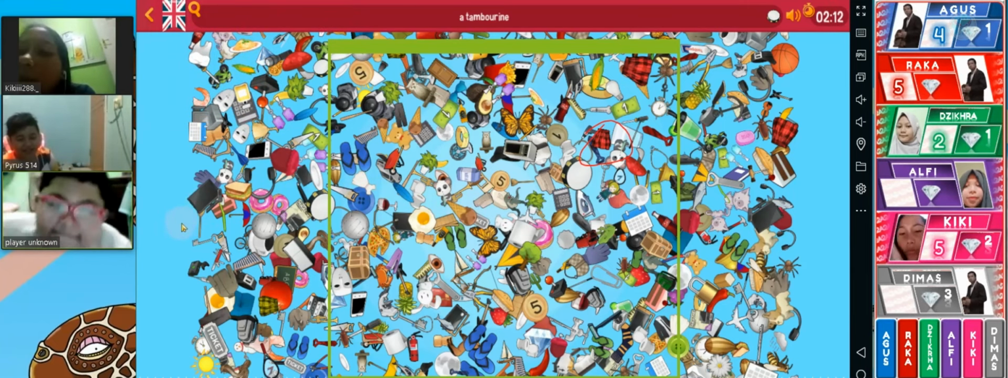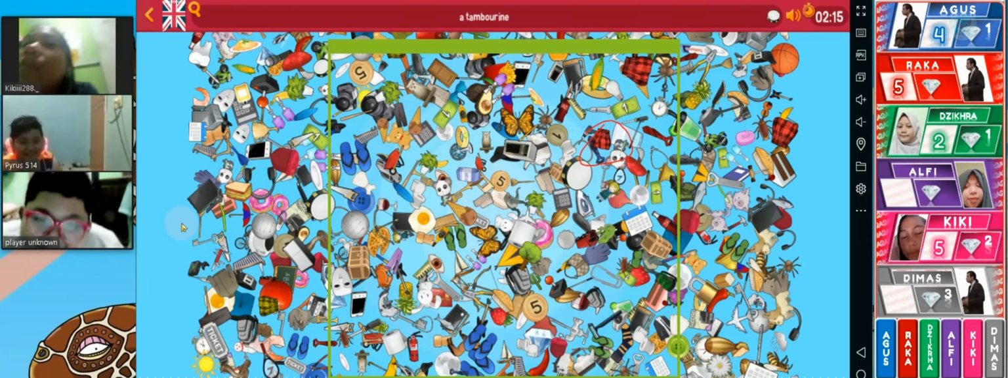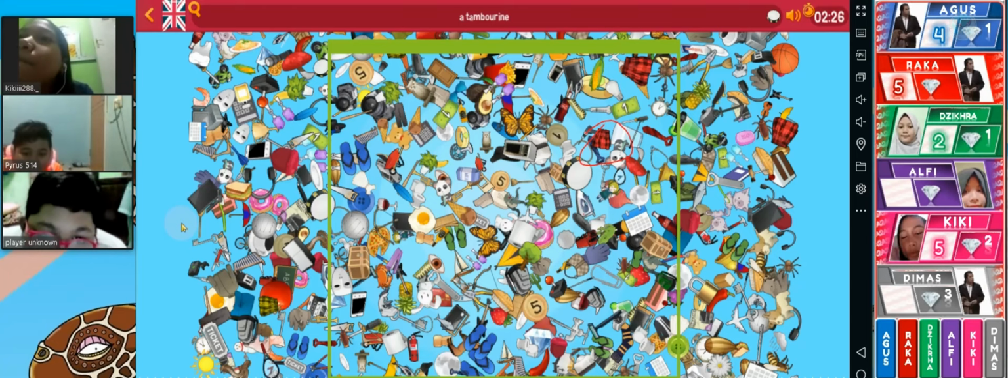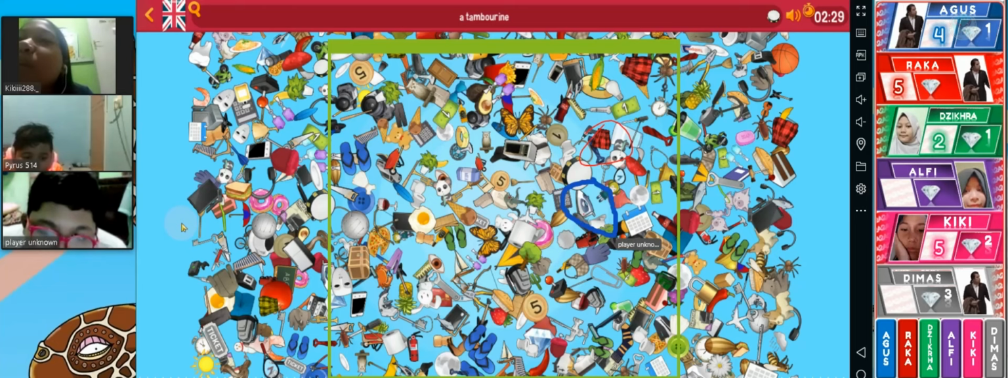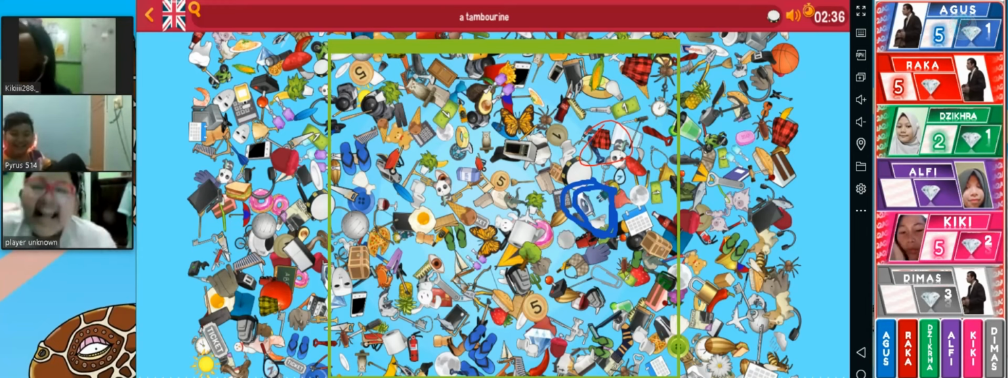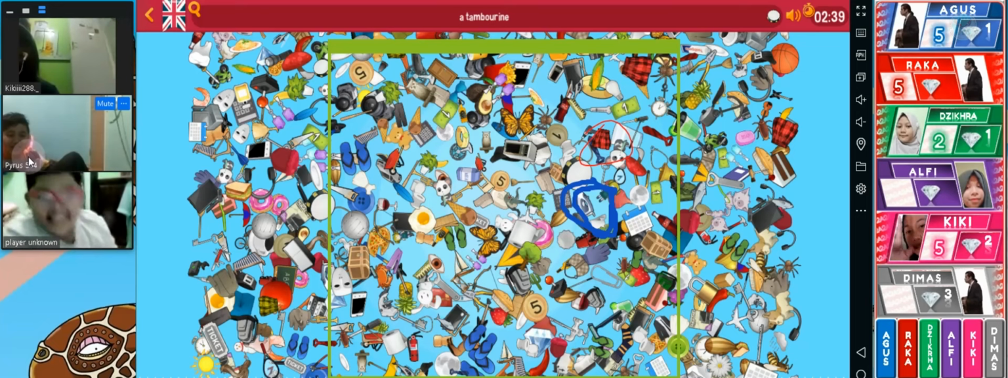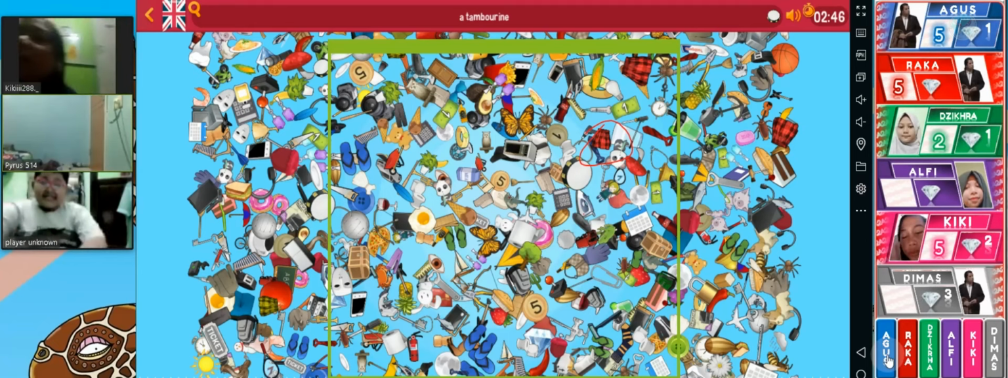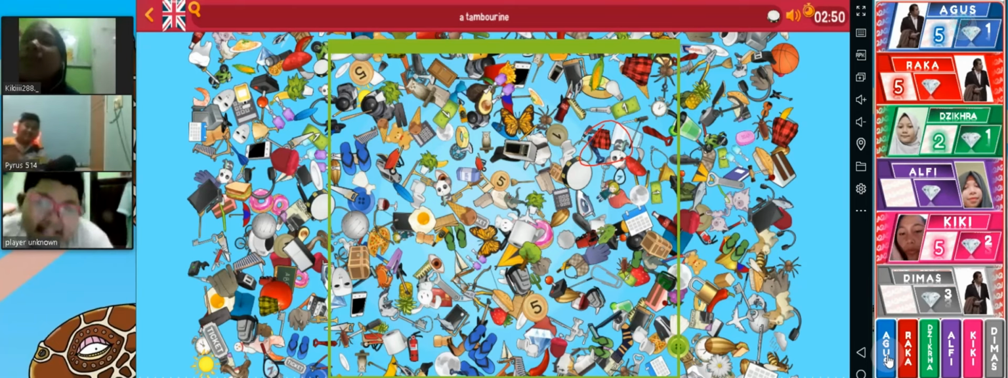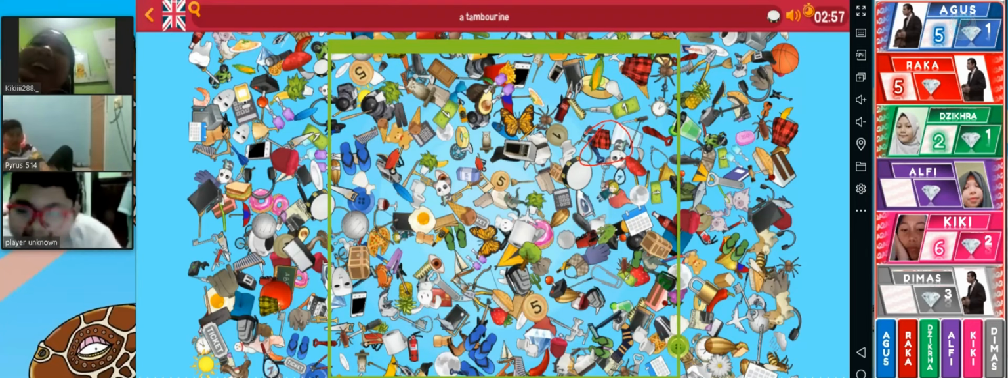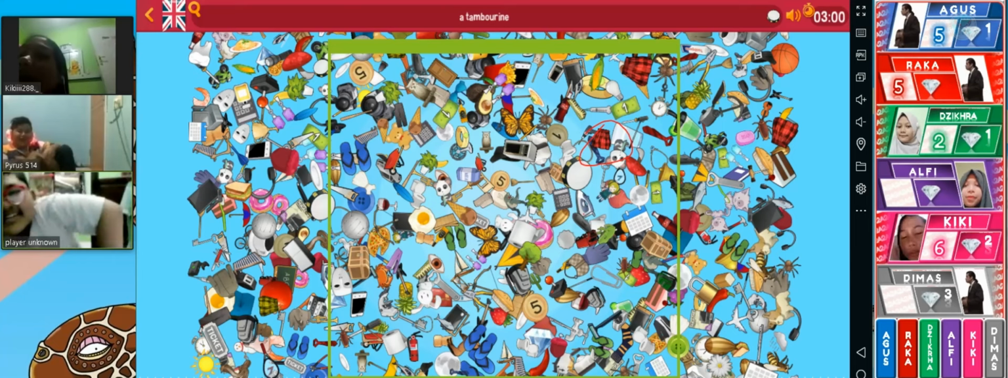So this is a kind of tool that we use to flatten our clothes. Usually it's electrical, so we need power, and we need a table to use it. So what's the name of the tool? Okay, Dimas. Two warnings. One more time using Bahasa Indonesia, you're gonna get minus one diamond. Okay, what's the name of the item, Agus? Iron. It's iron.